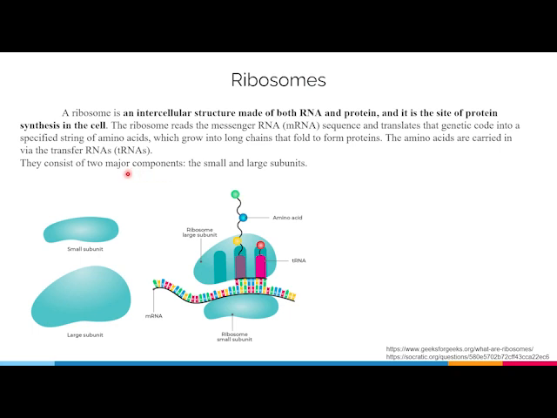Ribosome consists of two major components, the small and the large subunits. So here we have the small subunit, here we have the large subunit, and the small subunit binds to the mRNA sequence. The large subunit is where the synthesis actually occurs. We have three channels, the entry site in which the tRNA enters, and the synthesis site in which the amino acid gets synthesized, and thereafter the tRNA moves up. This is the entire process. So this is how ribosomes act.